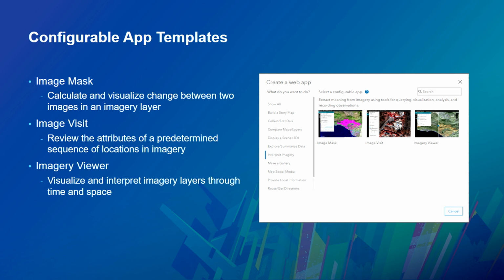Besides all these options mentioned above, you also have the option to use the configurable app templates to create a web app, which is the fastest and easiest way to go from a map to a shareable app. There are 3 different configurable apps to interpret imagery data. First one is Image Mask. It is for identifying areas of an image that have changed over time or that met user-set thresholds for calculated spectral indexes. The Image Visit is for reviewing the attributes of a predetermined sequence of locations in imagery. And the Imagery Viewer is for visualizing and exporting images through time and space.